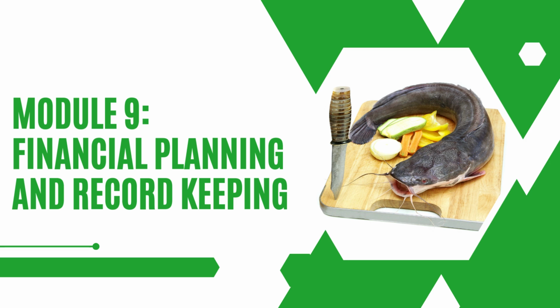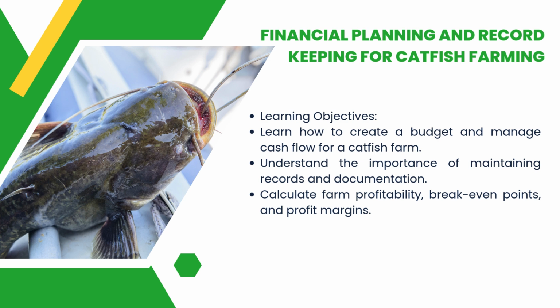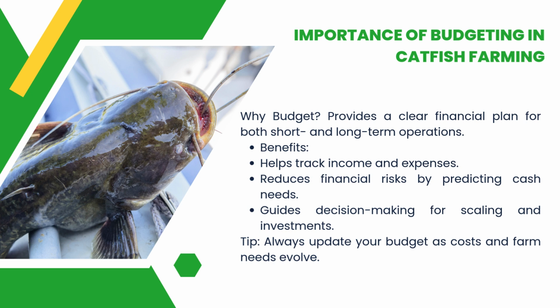In this ninth module, we'll be addressing financial planning and record keeping. By the end of this video, you would have understood how to create a budget and manage a cash flow for a catfish farm. You'd also understand how to maintain records and documentation for a catfish farm. More importantly, you'll be learning how to calculate farm profitability, break-even point, and profit margin for your catfish farm business.